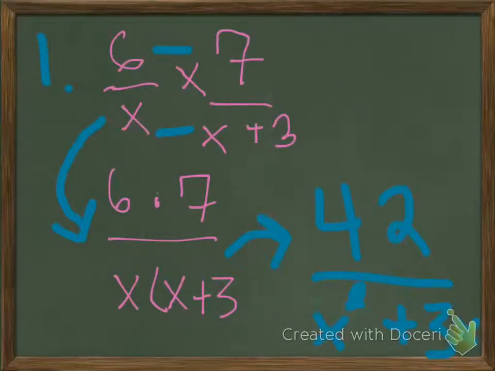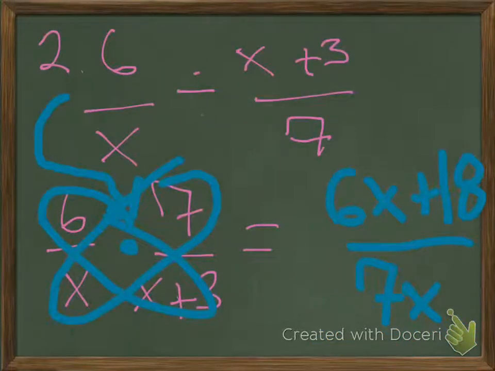Problem number 1. 6 over x times 7x plus 3. First step is to multiply. You multiply across to where you get 6 times 7 over x times x plus 3, which then comes out to be 42x squared plus 3x.